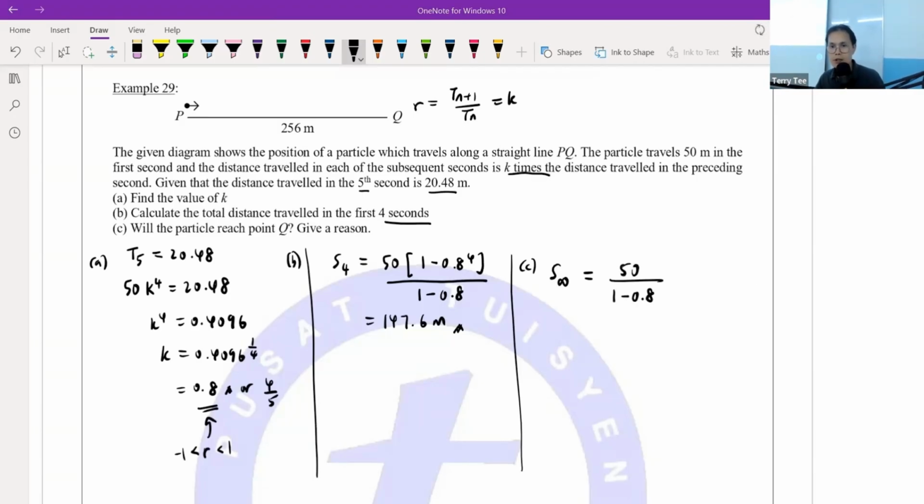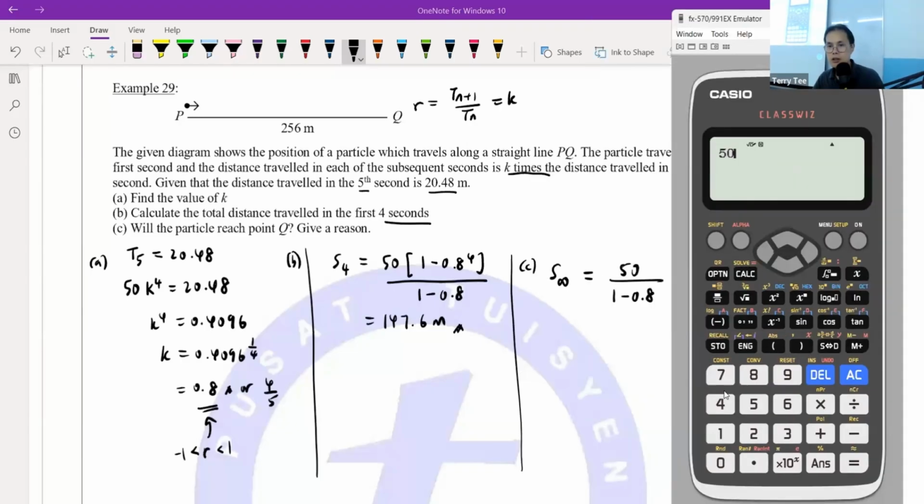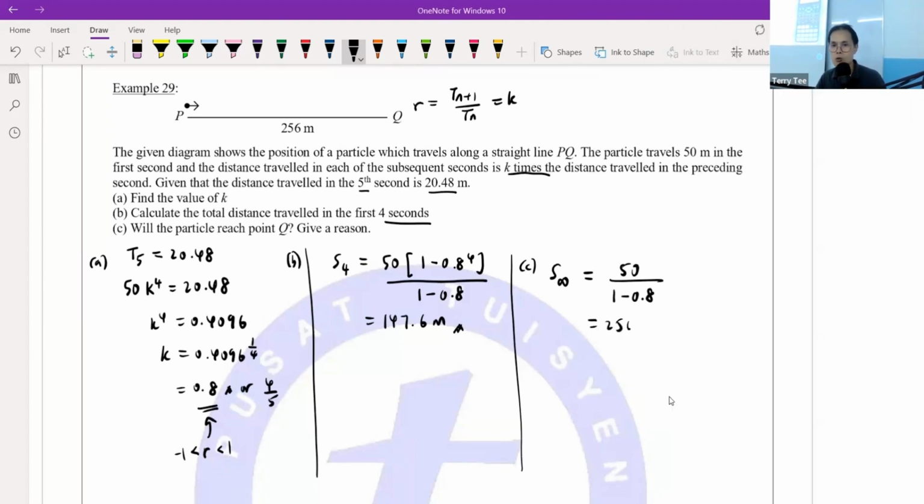So let's take 50 divide by 1 minus 0.8. You should get 250. Will it make it? Nope. This is less than 256 meter. So we say the particle will not reach point Q.